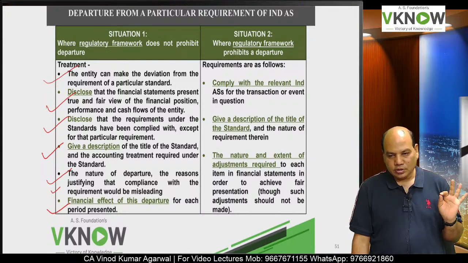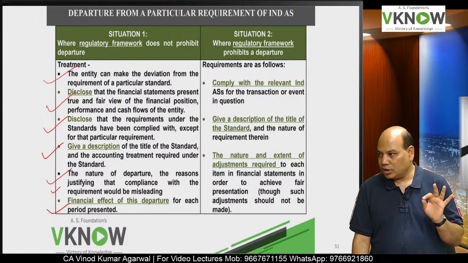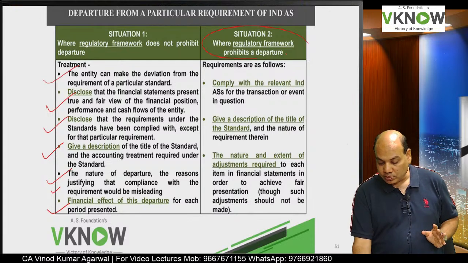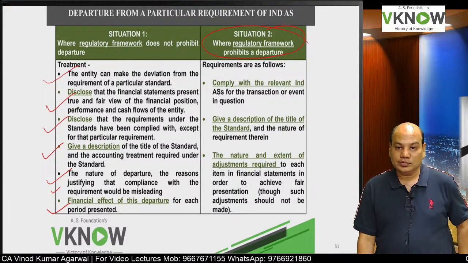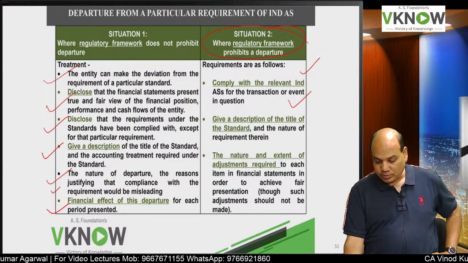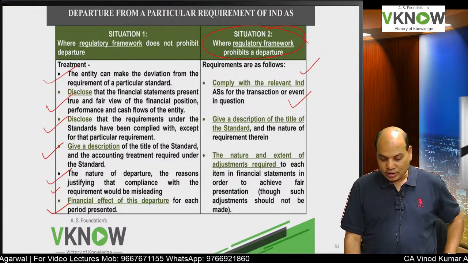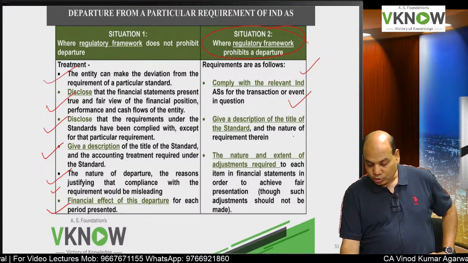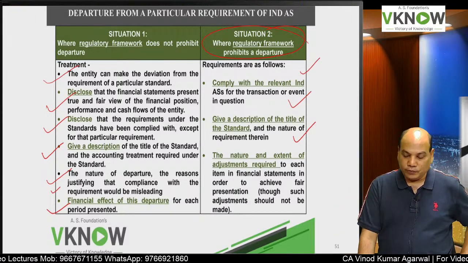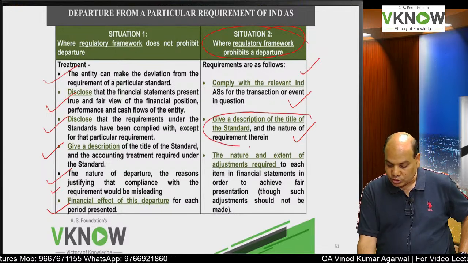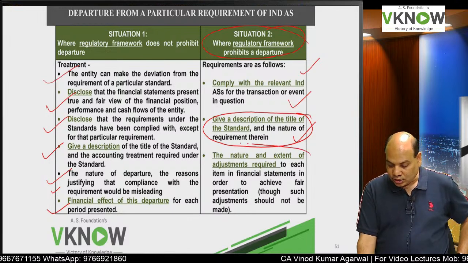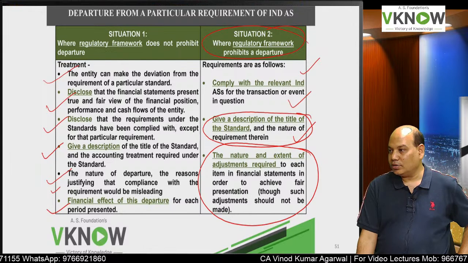If you have deviated from application of Ind AS which is permitted by the law, but what if it is not permitted by the law? Will you still deviate? The answer is no. Then you don't have to deviate, come what may. You have to comply with the relevant Ind AS. Okay, but you can give a disclosure of the title of the standard and the nature of requirement. Follow the Ind AS, but give a disclosure about this standard, requirement, and the nature and extent of adjustment required.